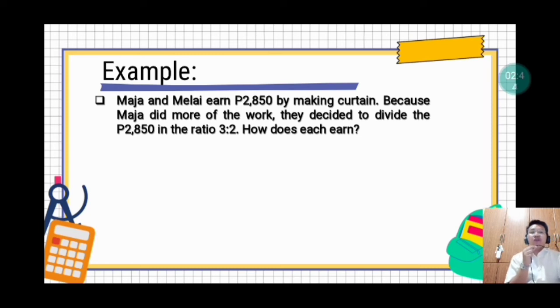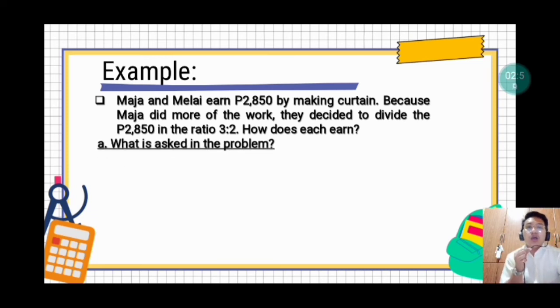Okay. So, napapakita dito sa problem na to na hahatiin natin yung kabuuang dami sa given ratio. Okay? So, first step, what is asked in the problem? Ano nga ba yung tinatanong sa problem? Yung tanong, how much does each earn? So, yung hinahanap natin is the amount each will earn, okay?